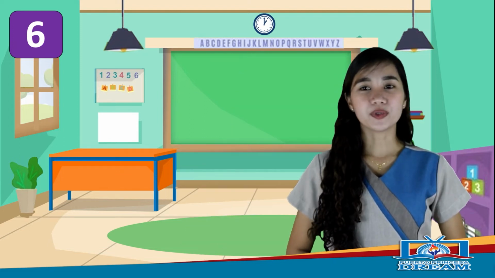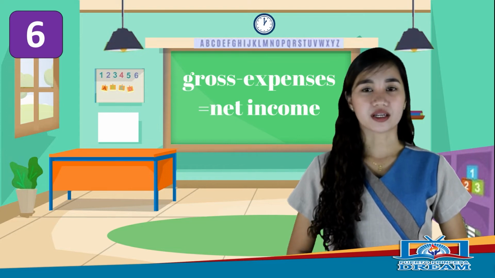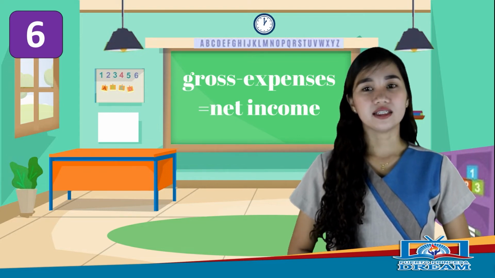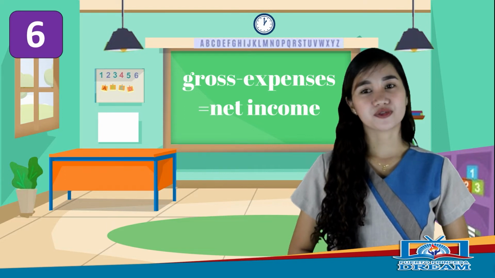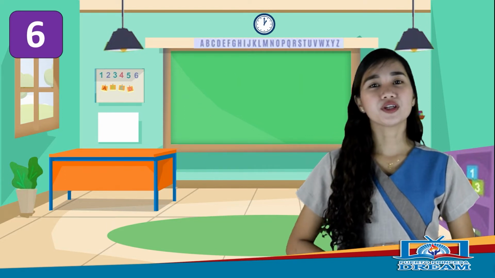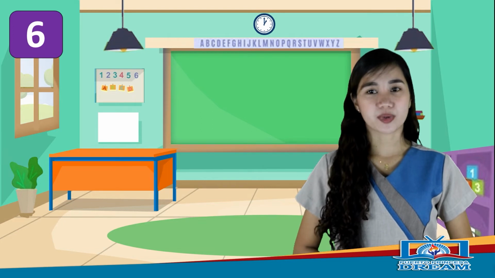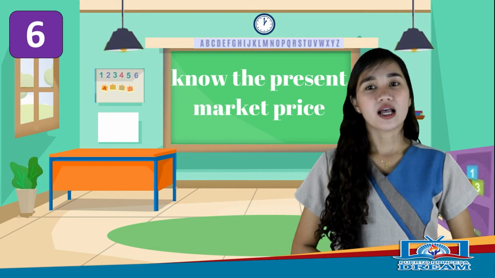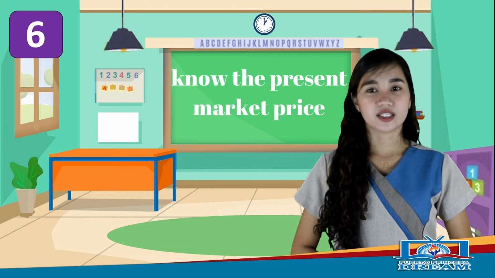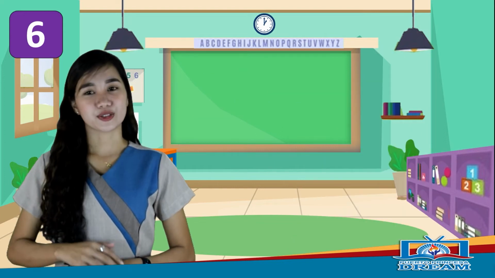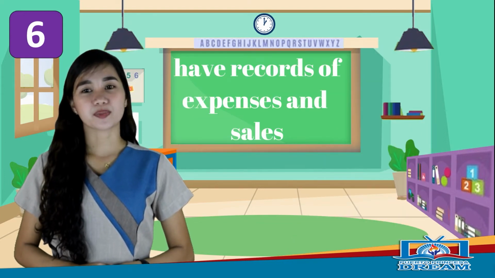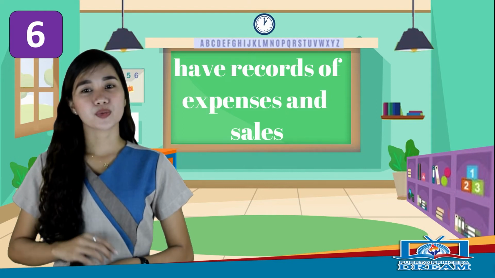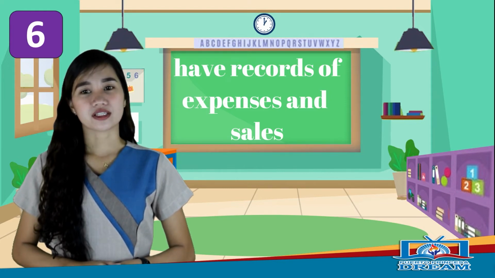Now, let's compute the income earned from marketed products. We will get net income if we subtract expenses from gross. In computing for profit of animal products marketed, it is advisable to know the present market price of the products to be sold to be sure not to lose money in the process. It is good to have records of your expenses and sales. This will help you to know whether there is gain or loss in the business venture.